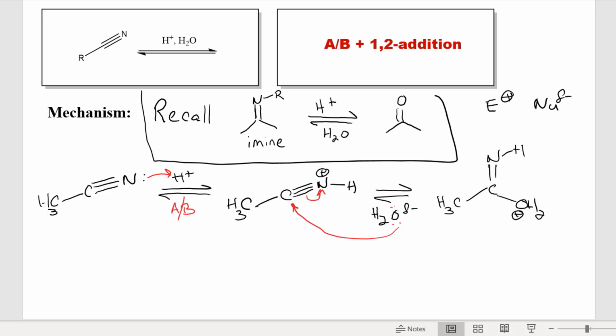And this is what I want you to see. Look at where we're at. It's not exactly an imine because we have an OH here. It's not like a ketone, right? It's got an OH, but notice that an imine under hydrolysis converts to a carbonyl.